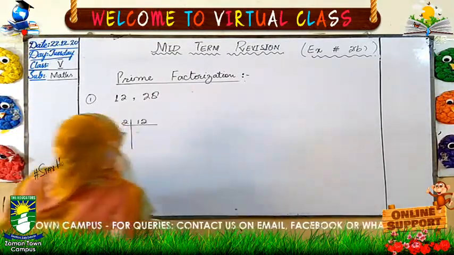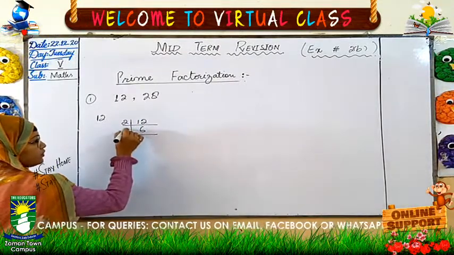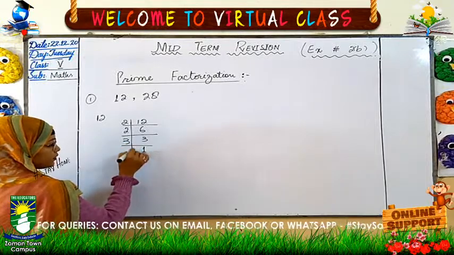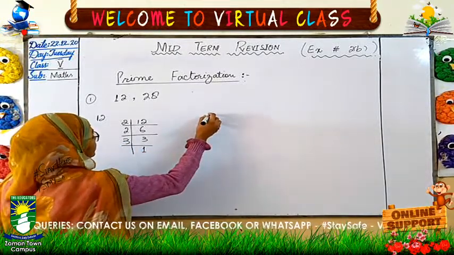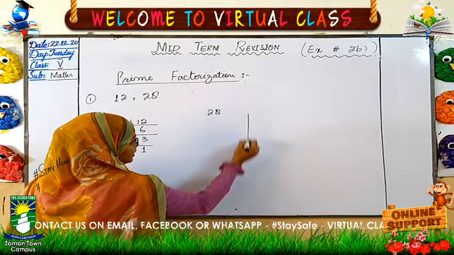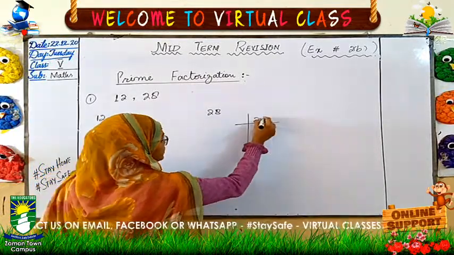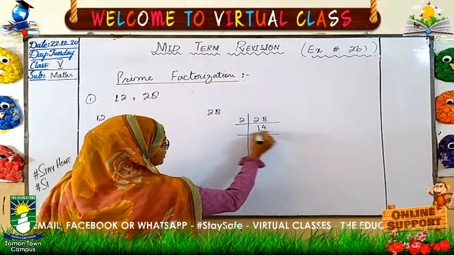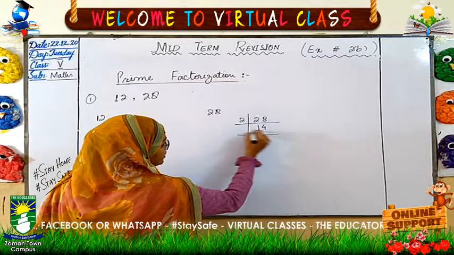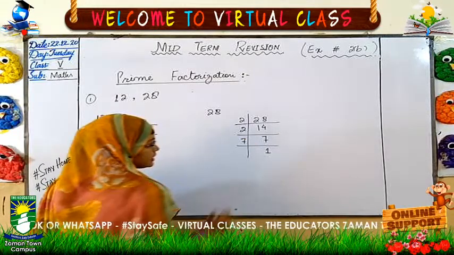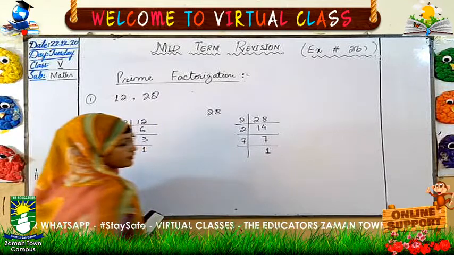Like from 2: 2 sixes are 12, 2 threes are 6, and then 3 ones are 3. Same as we will find out the factors of 28. Let us write down 28 here. 2 ones are 2, 2 fours are 8, 2 sevens are 14, and then 7 ones are 7. What we have to do next, we will write down the factors.